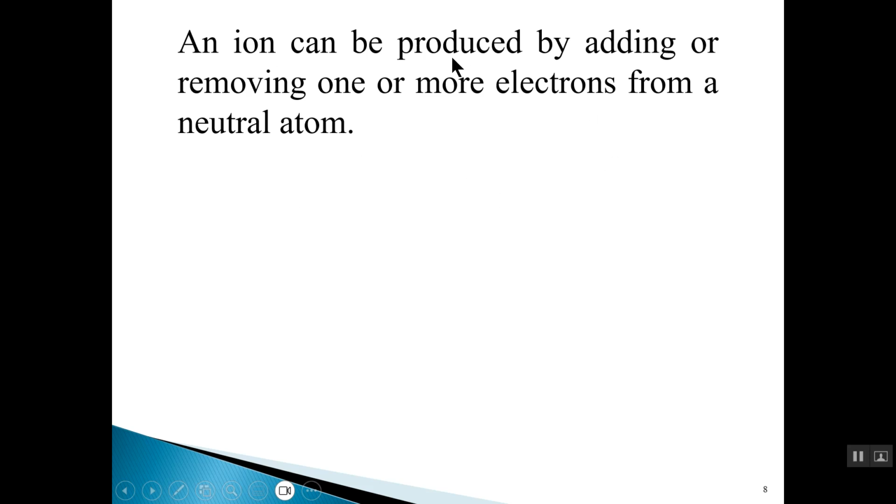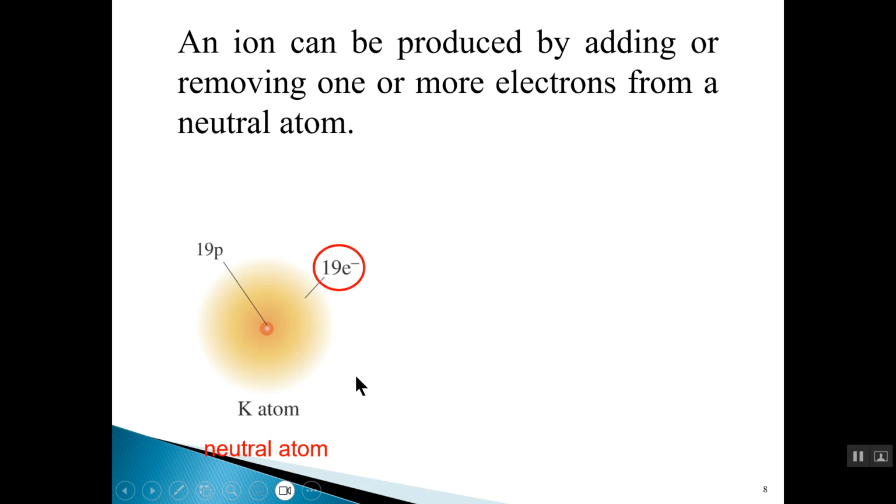As stated here, ions can be produced by either adding or removing electrons from a neutral atom, such as in the case of the potassium atom. Potassium has an atomic number of 19, and therefore in the neutral atom, you have 19 protons in the nucleus and 19 electrons surrounding the nucleus. So that's a neutral atom.